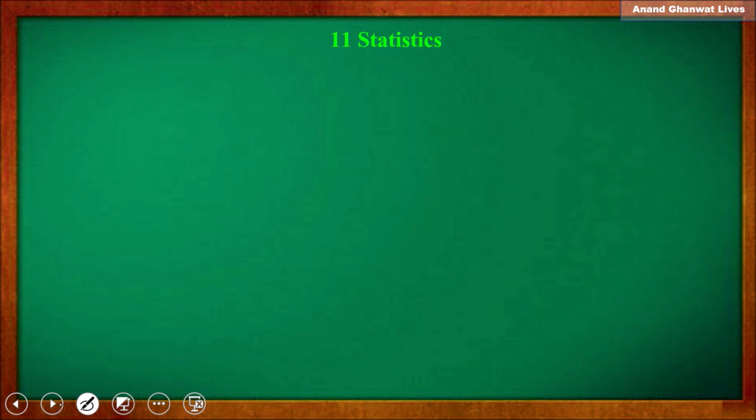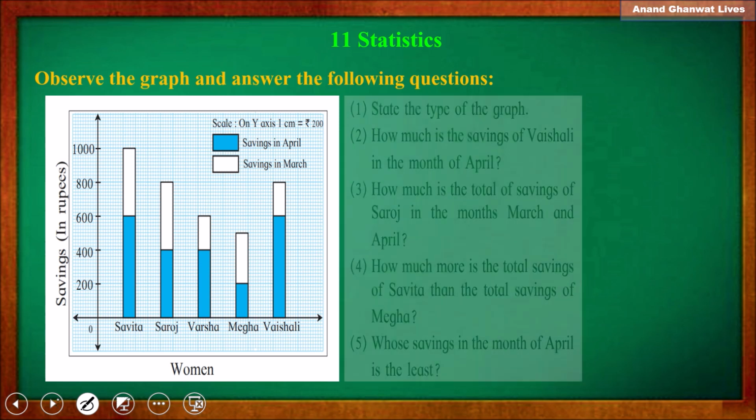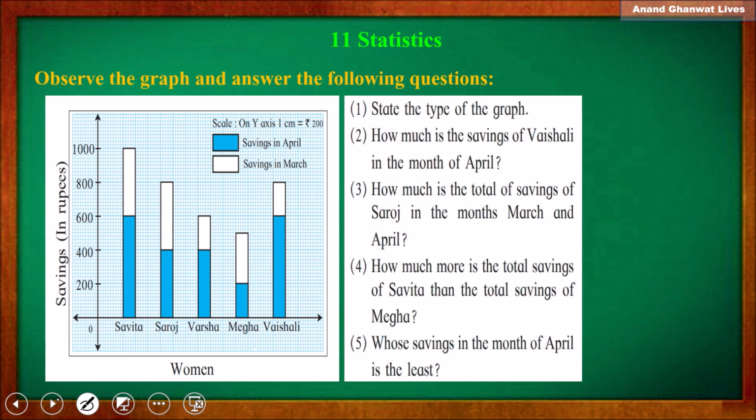Now next, let us solve some practice questions here. Observe the graph and answer the following questions. The graph shows the saving of women Savita, Saroj, Varsha, Megha, Vaishali in April and March. So observe it kindly. The scale on the y-axis is 1 centimeter equal to rupees 200. So questions are given here and we have to answer those questions.